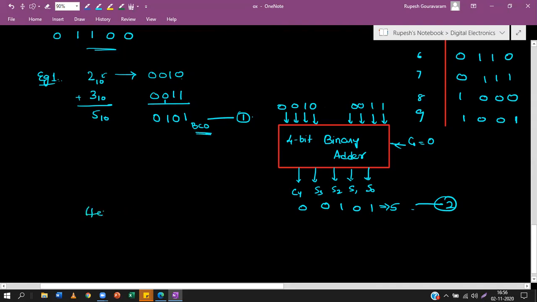Here, observations 1 and 2 are matching. By this, we can say whatever is the output of the 4-bit binary adder, it need not be modified at all. You will directly get the answer. Okay. So two 4-bit binary numbers are added to get a BCD equivalent. That is the first observation.